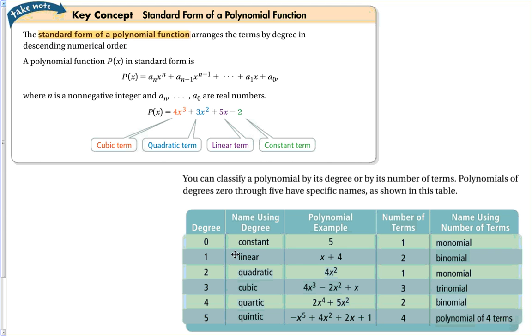These won't change. You have constant, linear, quadratic, cubic, quartic, quintic for degree 0, 1, 2, 3, 4, 5. Those won't change. But according to your number of terms, you either have a monomial, a binomial, a trinomial, or a polynomial of however many terms you have, if that is 4 or above. Okay?